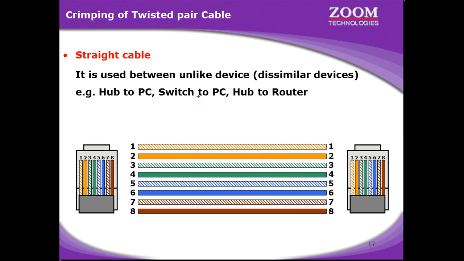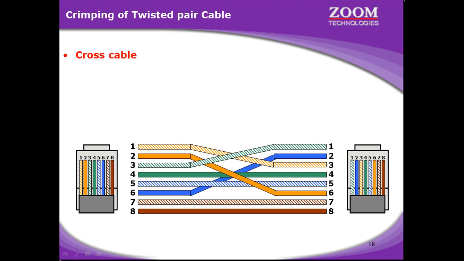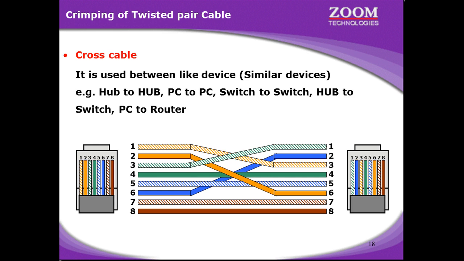Straight cable is used between unlike, dissimilar devices, like hub to PC, switch to PC, or hub to router. The cross cable is used to connect similar devices, like hub to hub, PC to PC, switch to switch, or hub to switch, or PC to router. Here we use the cross cables. So remember those points.